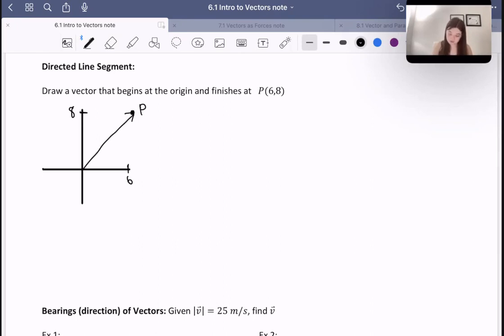We'll call the vector v. Vector v is the vector that begins at the origin and ends at point P, which is (6, 8). You might be saying, well, I already know how to do this. I know how to plot points for 10 years. And that's great.